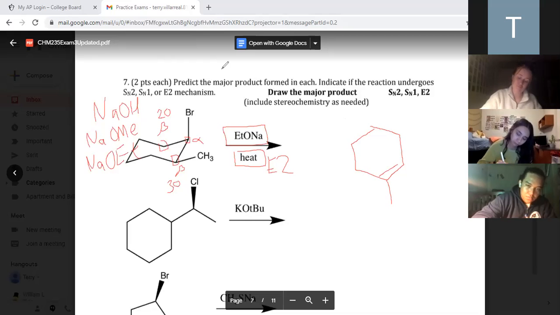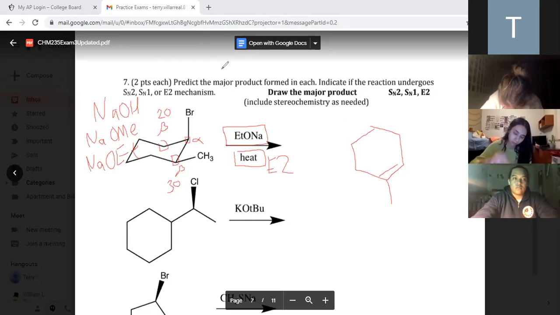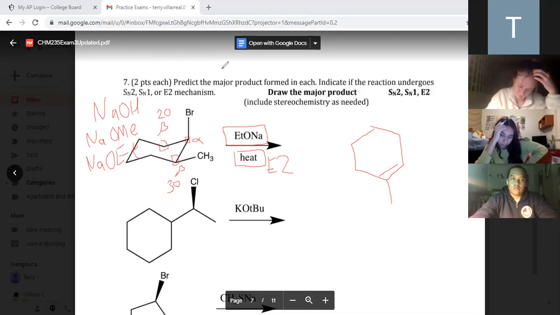And actually, this is how you should draw your product because it's going to be inaccurate if you draw it the other way. Okay, questions on that one?